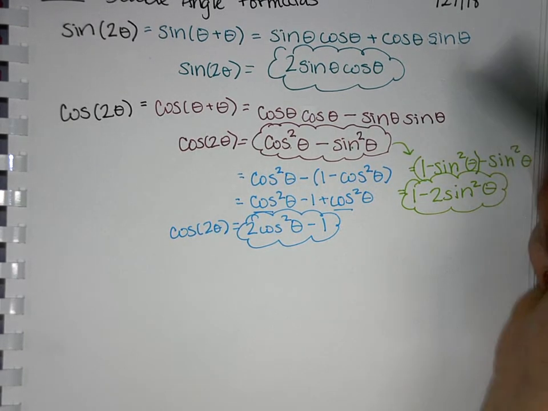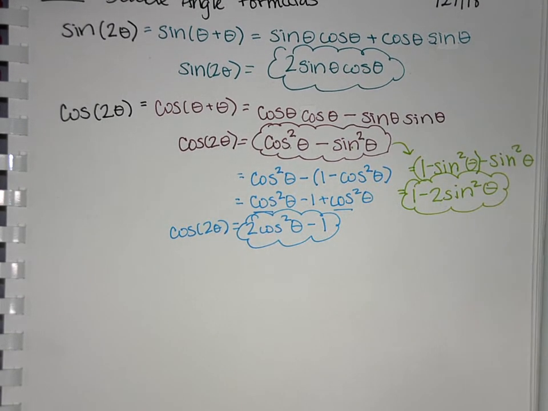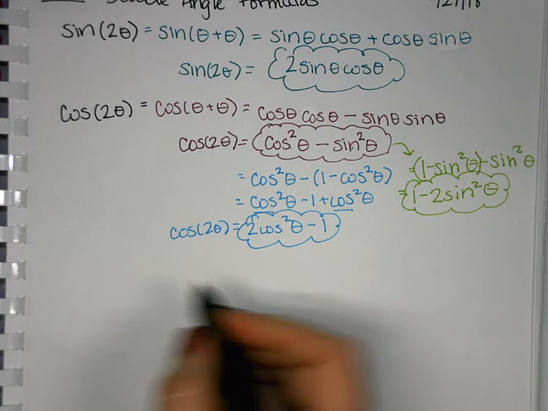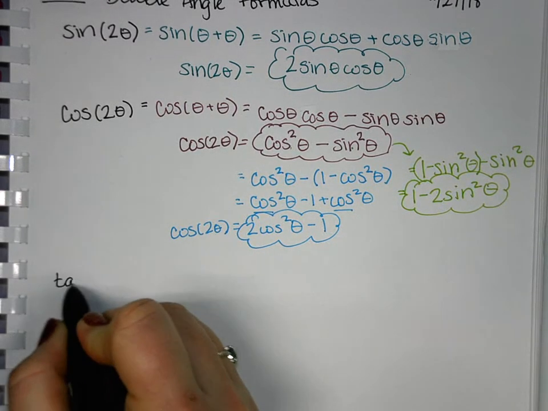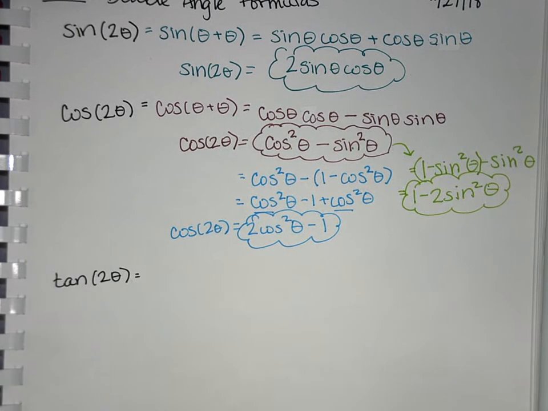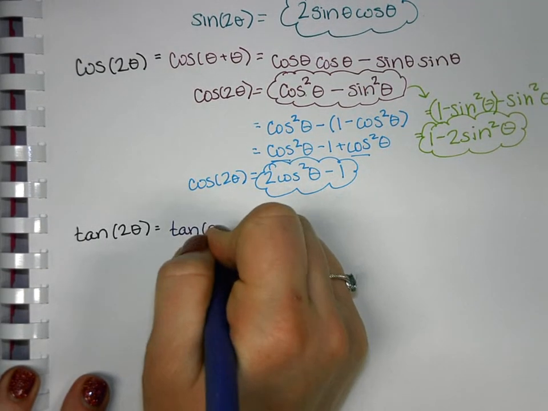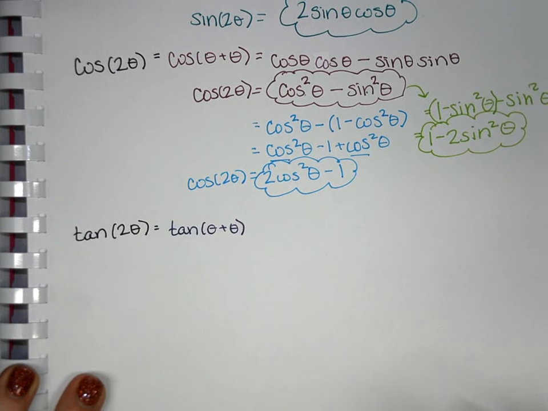Okay, so we have our one double angle for sine. Cosine double angle has three different forms. Tangent is our third one, tangent of 2 theta. This one only has one form. If we look at this one, again we start by writing it out as tangent of theta plus theta, because that's how we get 2 theta.